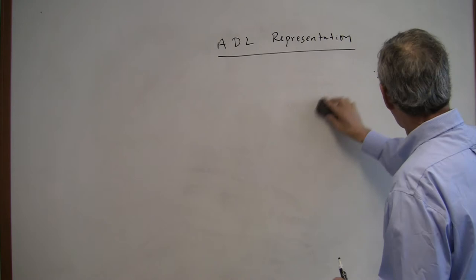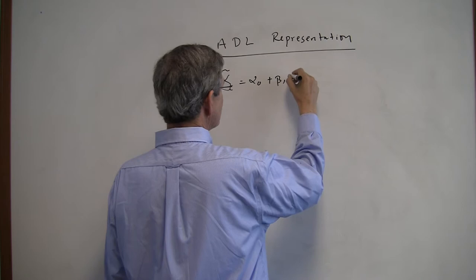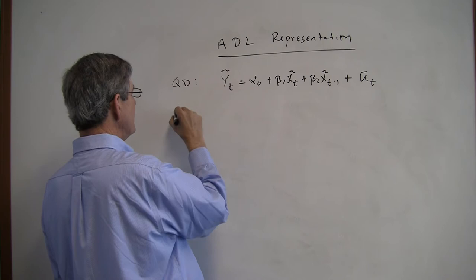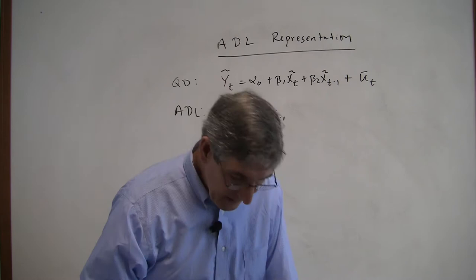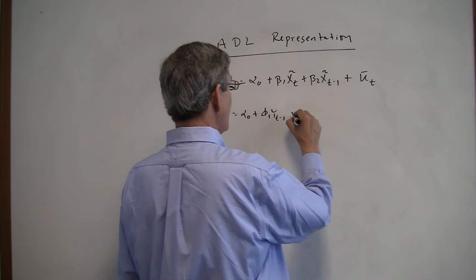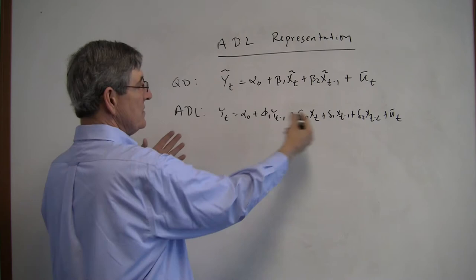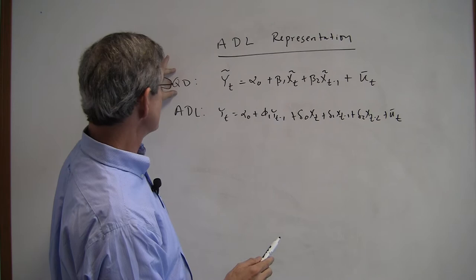So there's the quasi-difference representation, the y tilde t equals alpha naught plus beta 1 x tilde t plus beta 2 x tilde t minus 1 plus u bar t. Then what I just erased was the ADL. Yt was alpha naught plus delta naught xt plus delta 1 xt minus 1 plus delta 2 xt minus 2 plus u bar t. This one you can just do OLS. Here you can do OLS, but you have to do some work to get these quasi differences, and we'll go through that next. So I'm mainly going to emphasize using this technique, as I've said.